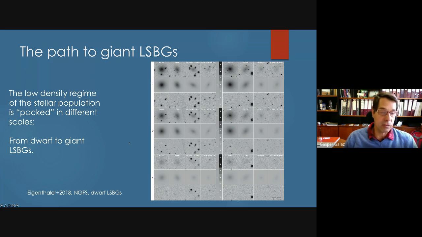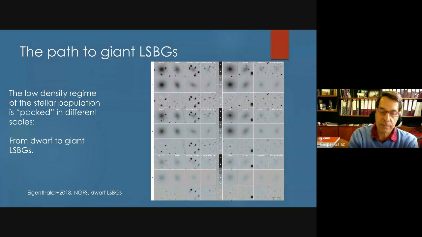This is a publication by Paul Eigenthaler, one of the collaborators. It's an excellent paper. I really recommend you to read this. And there they show many small LSBs in Fornax. Some of them are ultra diffuse, some of them not, because they are clearly normal dwarfs, but diffuse. And so it remains a very interesting study of these galaxies in the field.